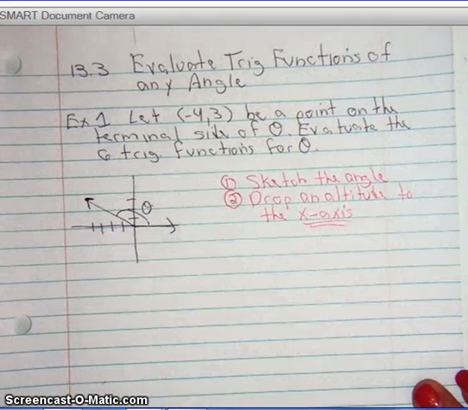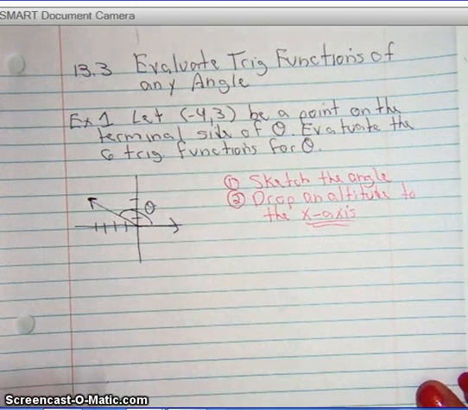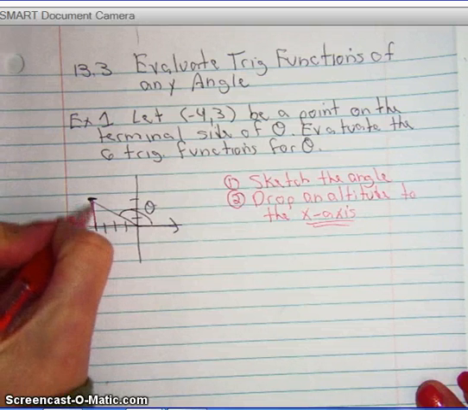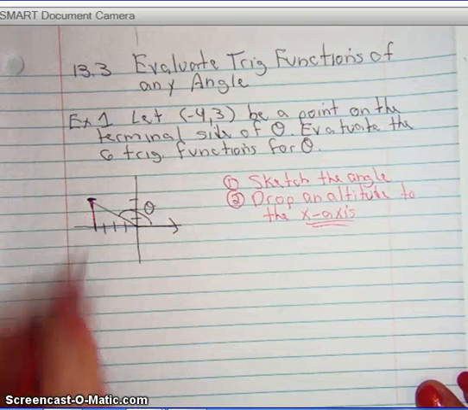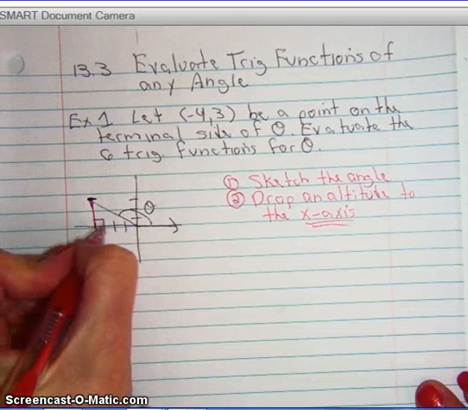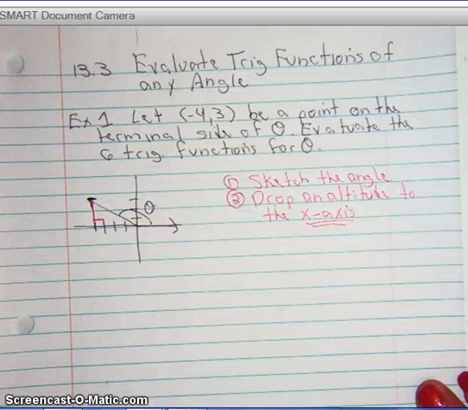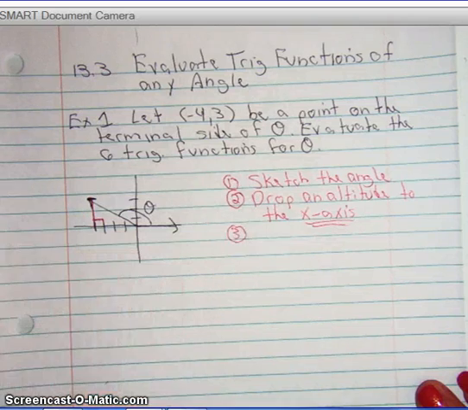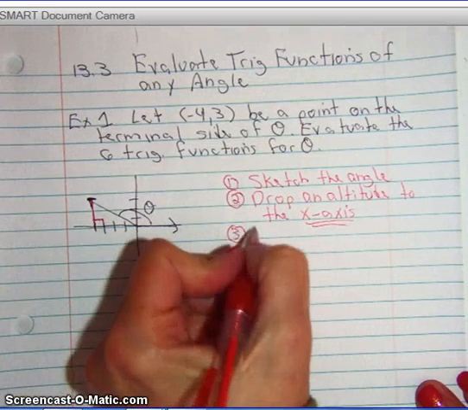Underline x-axis. That means from the terminal side, drop an altitude, which is a height, down to the x-axis, and then you should be able to see a right triangle. Okay? Number 3, the reference angle.